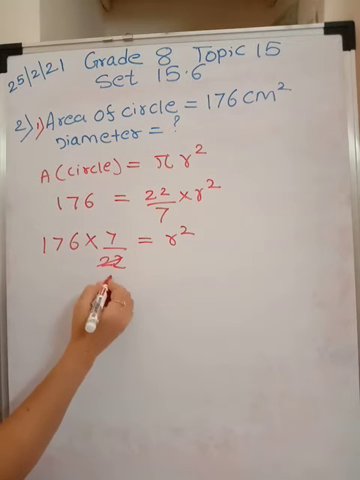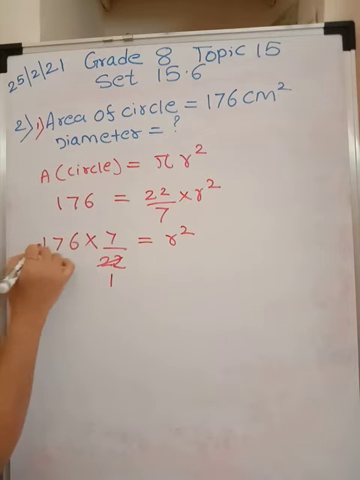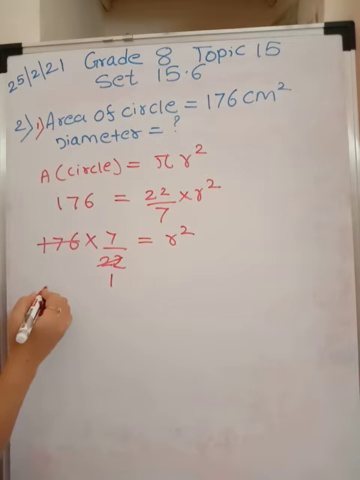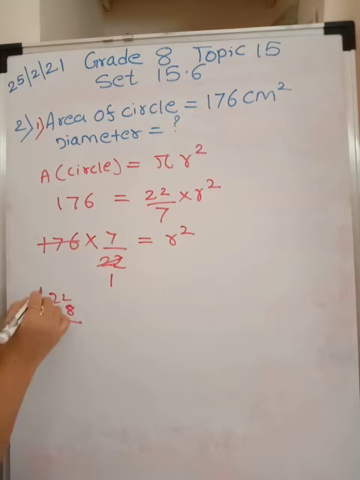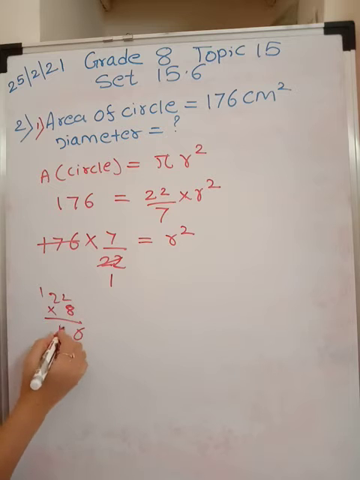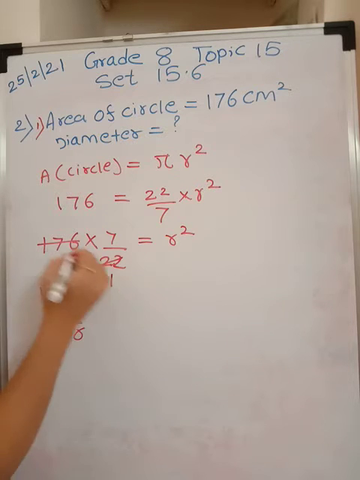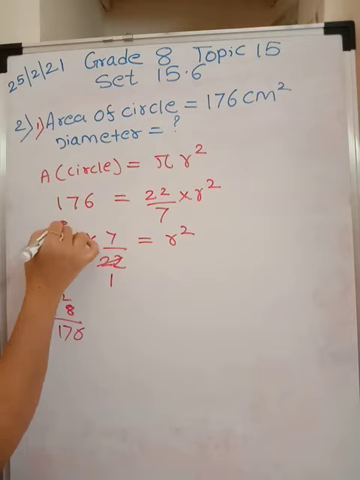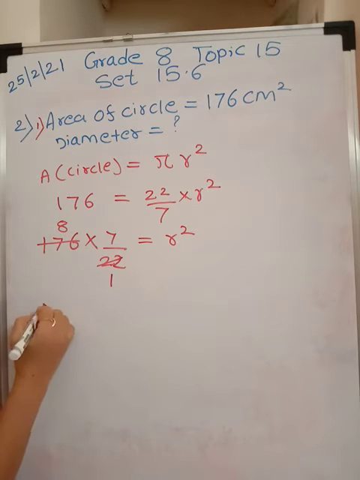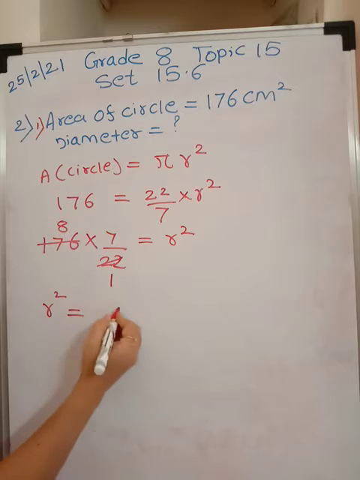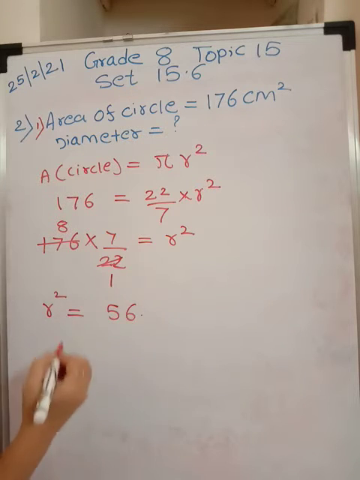Now see, 22 ones are 22, and 22 into 2, 8 twos are 16, 8 twos are 16 plus 1 is 17, that is 176. So 22 8s are 176. So what are we going to get? R square is equal to 8 7s are 56.